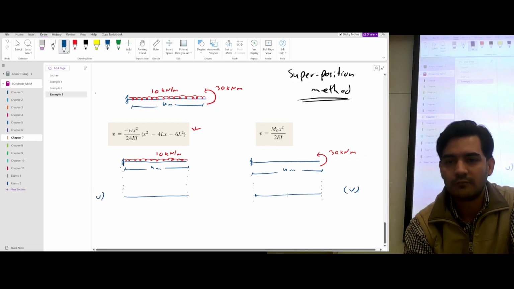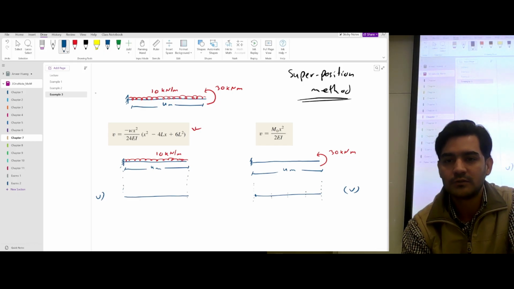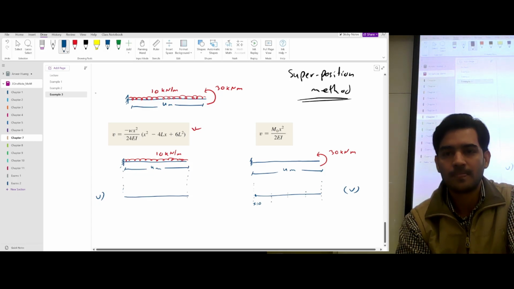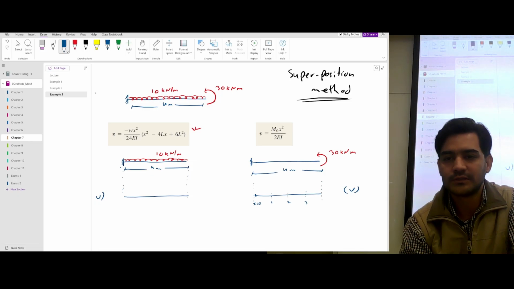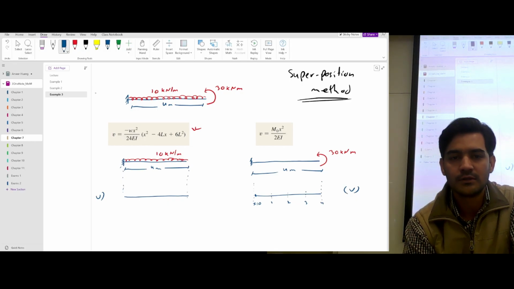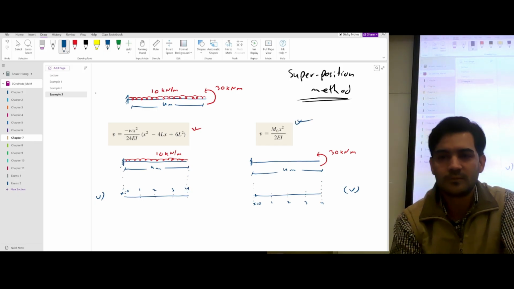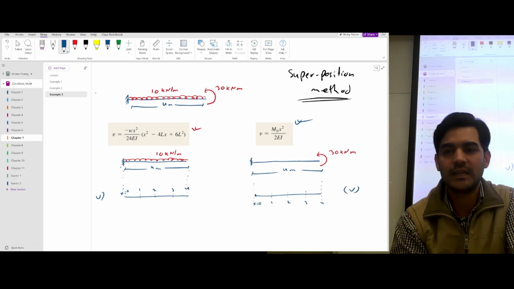So I'm going to divide this into 4 parts. This is x is equal to 0, this is 1, this is 2, this is 3, this is 4. Similarly, this x is equal to 0, this is 1, this is 2, this is 3, this is 4. So we can use this equation and we can just draw the elastic curve.